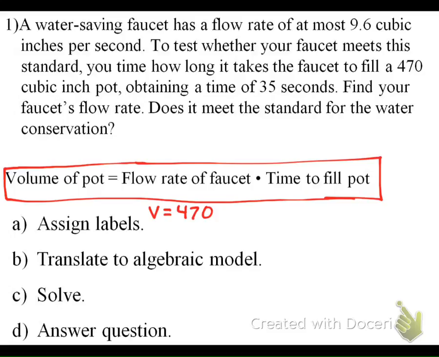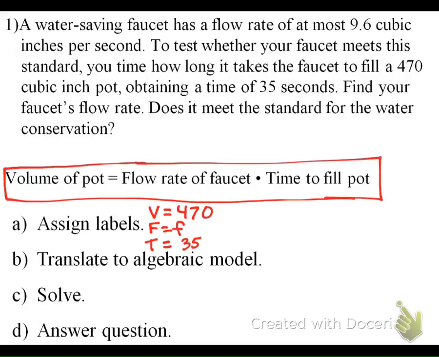470. Good. Do we know the flow rate of the faucet? No. So I'm going to leave that a variable. I'm just going to call it F. Do I know the time it took to fill the pot? 35 seconds. So I just labeled everything I know.